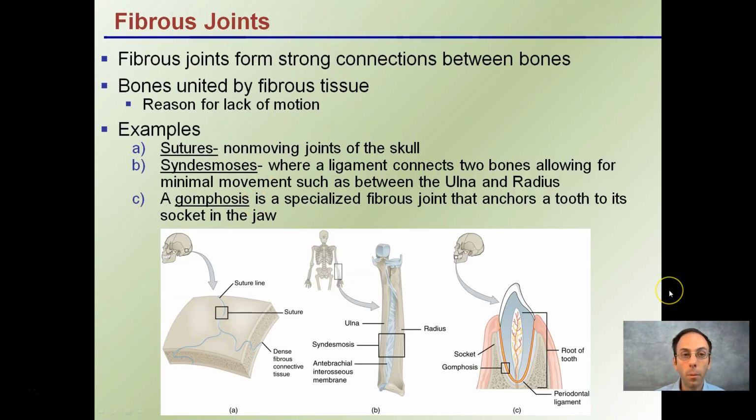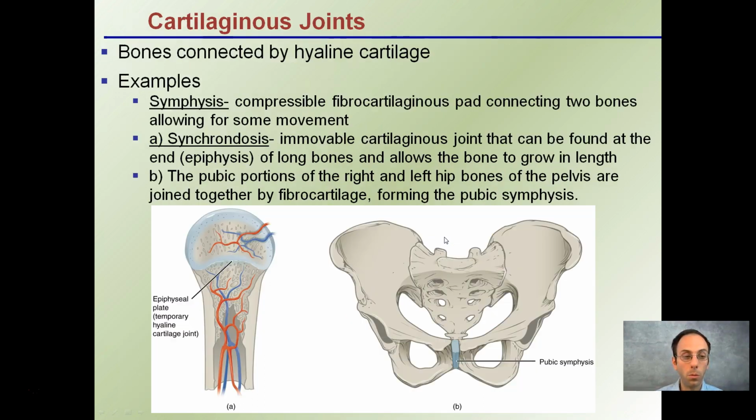Now, our fibrous joints are strong connections between bones. Bones are united by fibrous tissue, and the reason is they lack a lot of motion. Sutures are one example. They're non-moving joints of the skull. Syndesmoses are where ligaments connect two bones, allowing for minimal movement, such as between the ulna and the radius. And gomphosis here is the specialized fibrous joint that anchors a tooth to its socket in the jaw. So all of these are examples of fibrous joints. These fibrous joints are really strong connections and allow for potentially some movement, but not a high degree of movement. Very minimal in the amount that they can move.